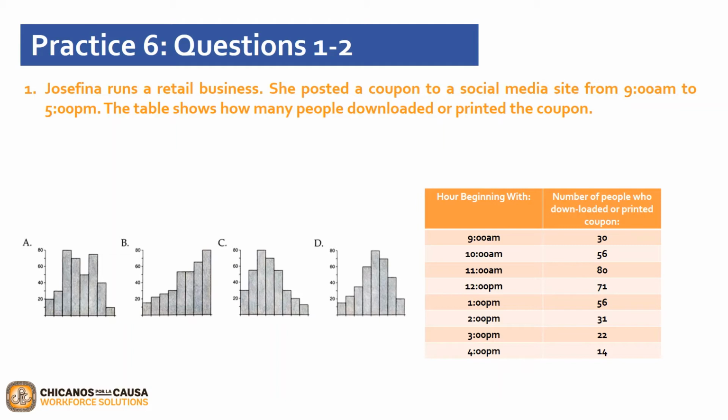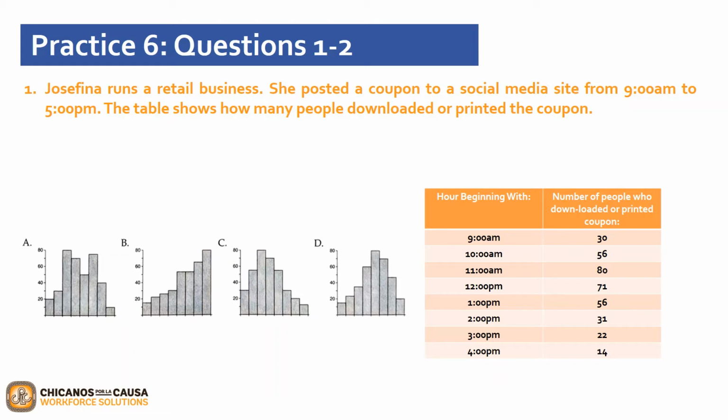Okay, we're now moving on to the first question of practice 6. Josefina runs a retail business. She posted a coupon to a social media site from 9 a.m. to 5 p.m. The table shows how many people downloaded or printed the coupon. So this is asking us to pick the best histogram to align with the table of information. This is super similar to what we did before with line plots.